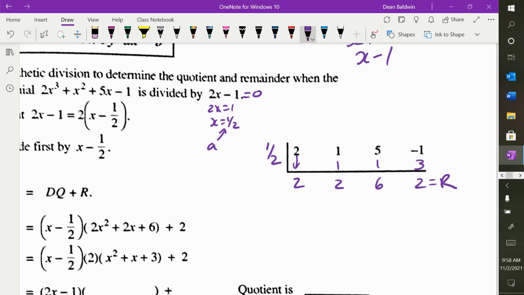We divided a cubic by a linear, so I should get an x squared, a quadratic quotient. So this is actually 2x squared plus 2x plus 6. Okay, they've written it right here. All right?